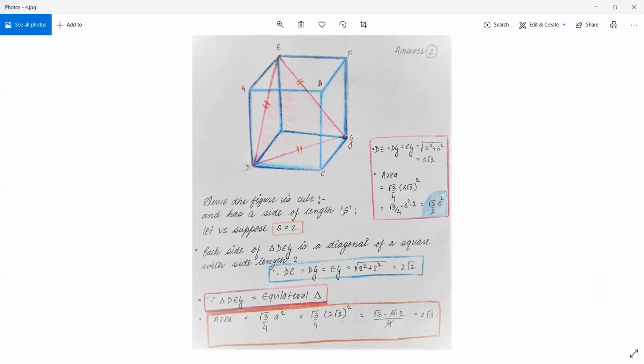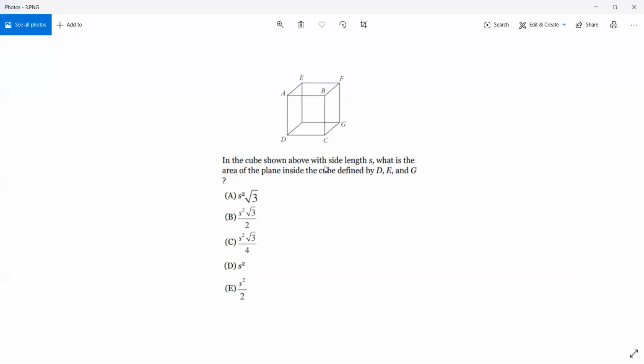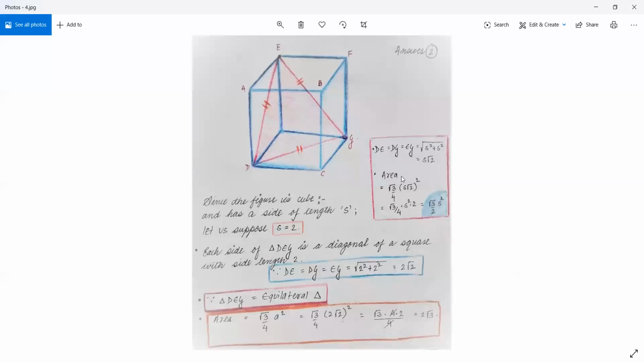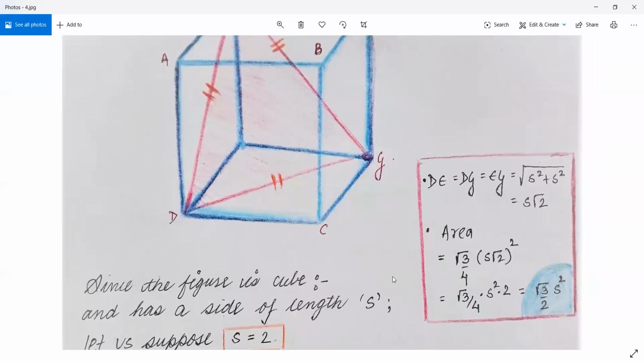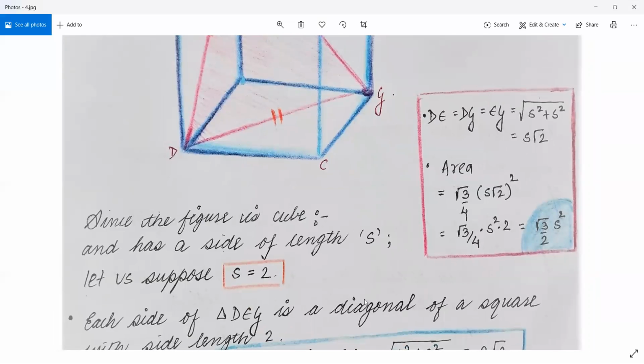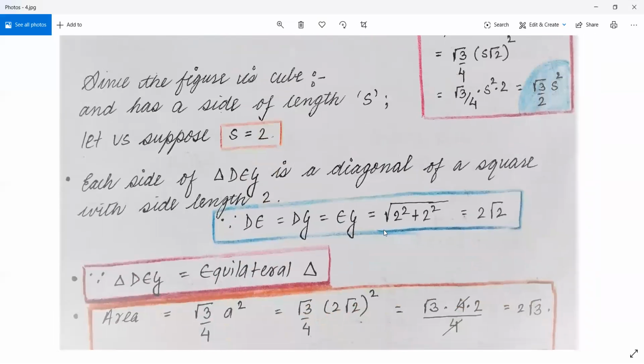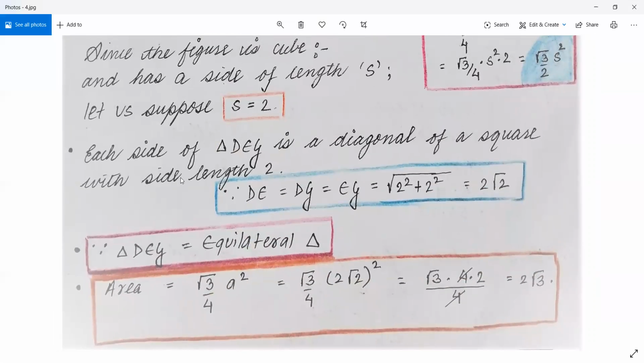So since the cube has a side of length s, the question has mentioned that each side is s. I supposed a value just to make sure, but in an exam you don't have to do that, you just need to calculate the answer. But since I'm explaining this question, let's suppose the value of s as 2 and solve this problem. So each side of triangle DEG is a diagonal of a square with side length 2.